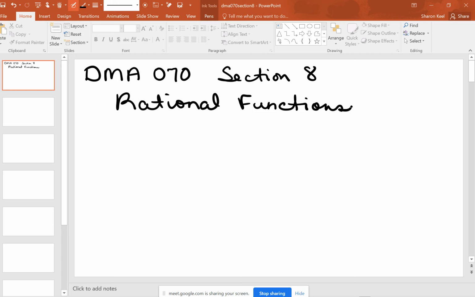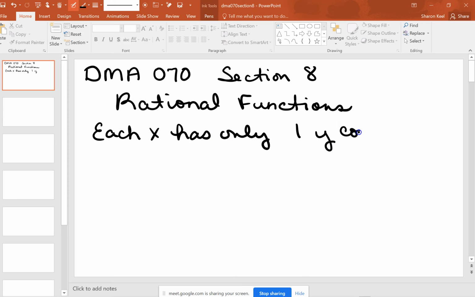A relation is a function in which each x has exactly one y coordinate. So each x has only one y coordinate, so there's only one answer for every x.